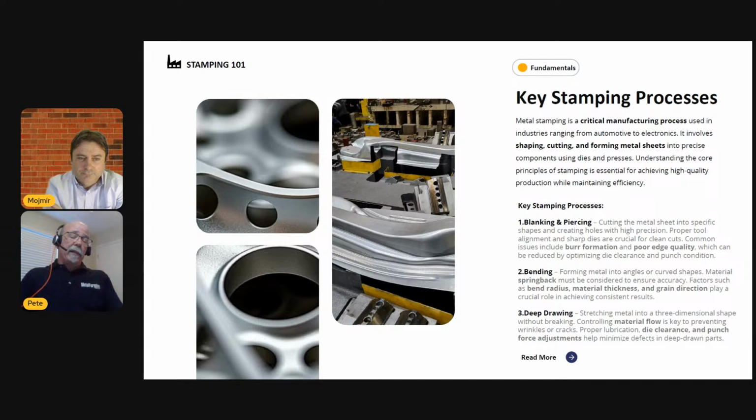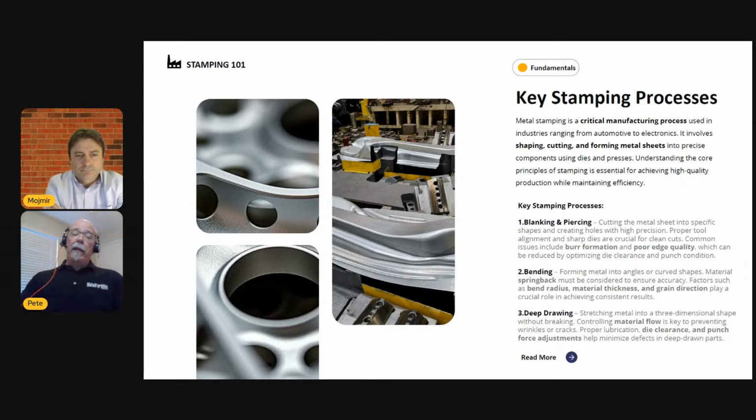That misalignment can come from a number of things. The ram might not be parallel. If the ram's not parallel, the upper punch is not going to be perpendicular to the lower die matrix. The ram gibbing might be loose, so the ram can actually move side to side, which can affect cutting clearances.